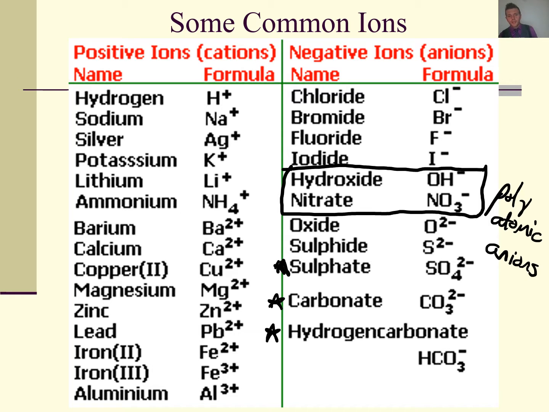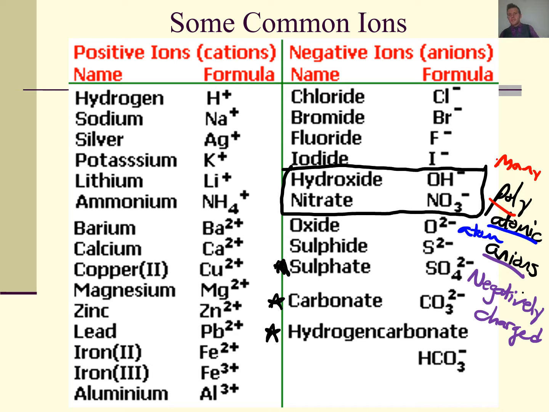I'm going to break this down into its parts. Poly. What that means is, like, if you have a polygon, that's just a shape with many sides. So this just means many. Then we have the word atomic. That just means atoms. And then we've got the word anions. This is just negatively charged.